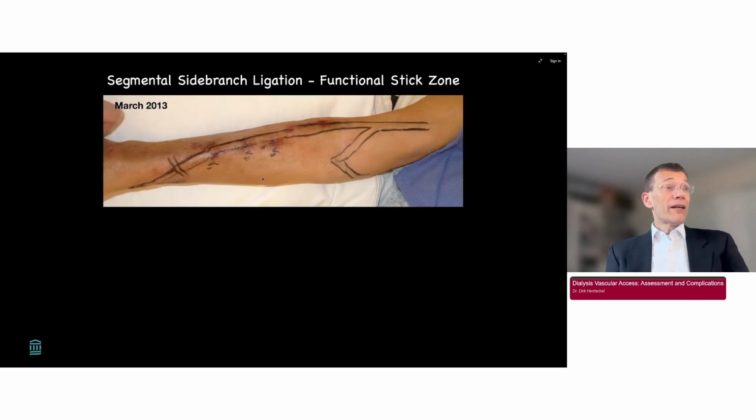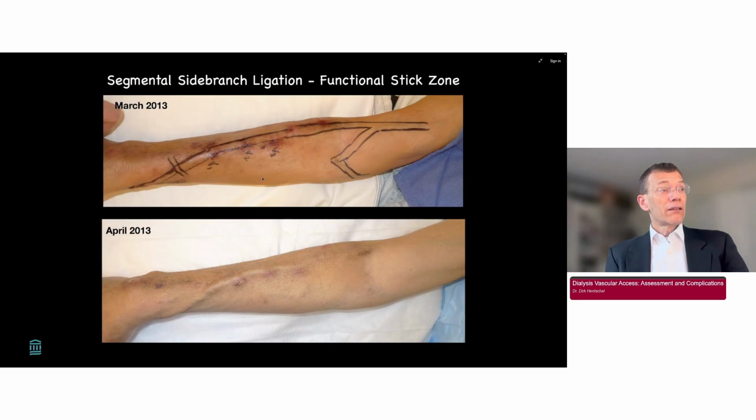And so you can see after side branch ligation, and then a month later, you can already see that the vein really has nicely matured, even though there's only 400 flow, but this access was then used for several years successfully in the home setting with minimal interventions.